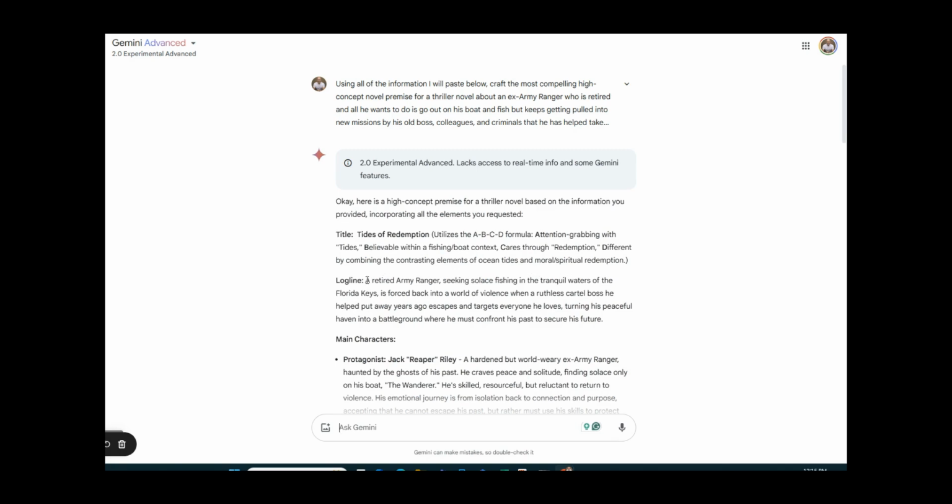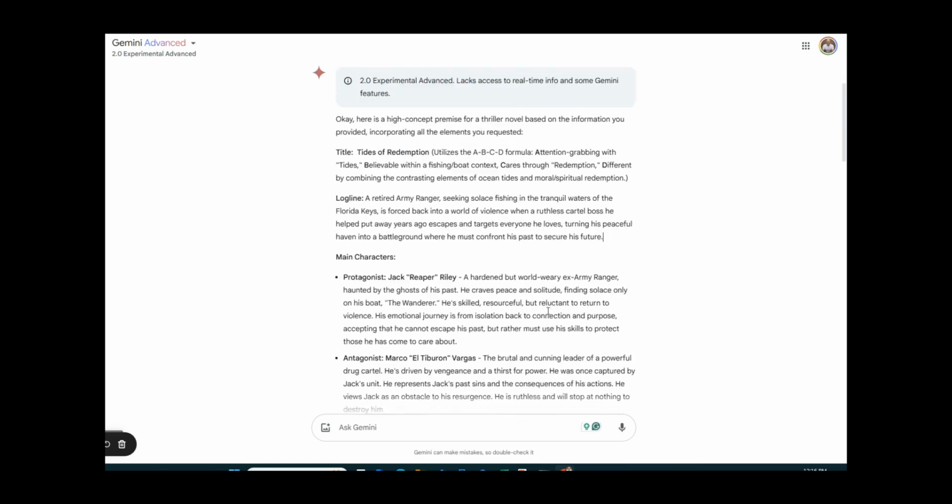Tides of Redemption: a retired Army Ranger seeking solace in the Florida Keys is forced back into violence when a ruthless cartel boss he helped put away years ago escapes and targets everyone he loves, turning his peaceful haven into a battleground where he must confront his past and secure his future. I'm hoping this could be a series character.